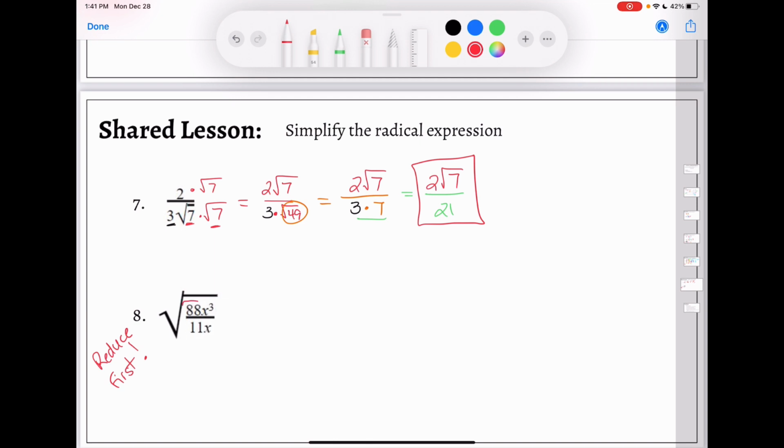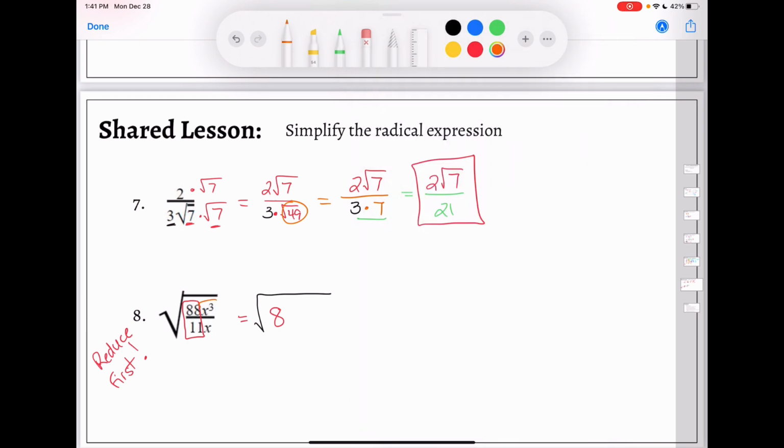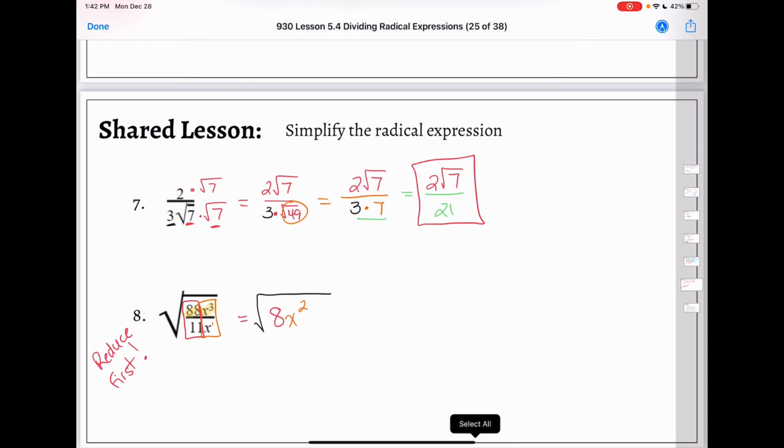Here I see I have 88 over 11. I can divide those, that's going to become just 8. Now be careful, make sure everything you have here is still in a square root sign. Then I see I have an x to the third over an x to the first on the bottom. Now think back to the last unit. When I'm dividing like bases, I need to subtract the exponents. X to the third over x to the first becomes x to the second. My bigger exponent was on top, just like the 88 was on top, so my answer is going to go on top. I'm left with 8x squared.